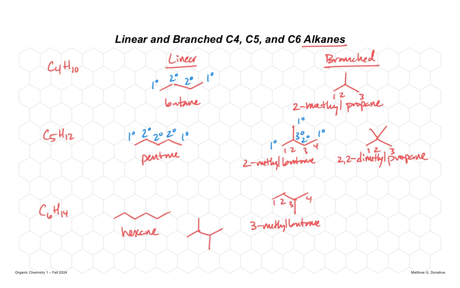So the first thing you would do is identify the longest chain. And so you can do that a couple different ways, but I'll highlight the longest chain in blue. So there's really no other way you can do that. So that gets you 4 carbons. So this is going to be a butane derivative.